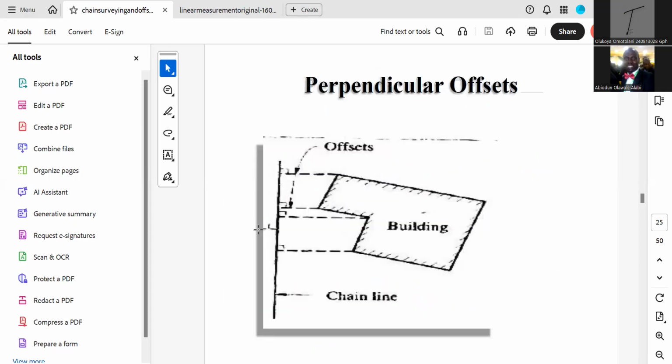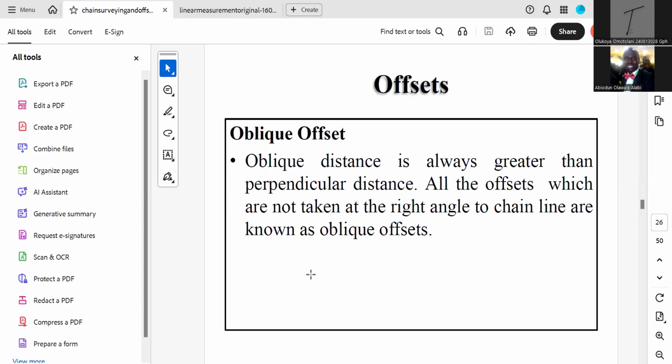So look at the illustration here on the types of offset we have. This is a perpendicular offset now. Can you see? It is perpendicular to this line. Can you see the feature we are taking? This is a building, and this is the chain line or the main survey line. Can you see the perpendicular offsets? So that's a typical example of perpendicular offset. Then the oblique offset: the oblique distance is always greater than the perpendicular distance.